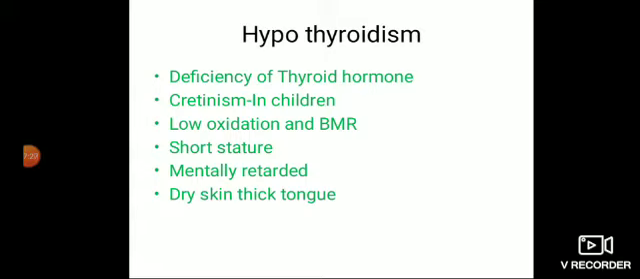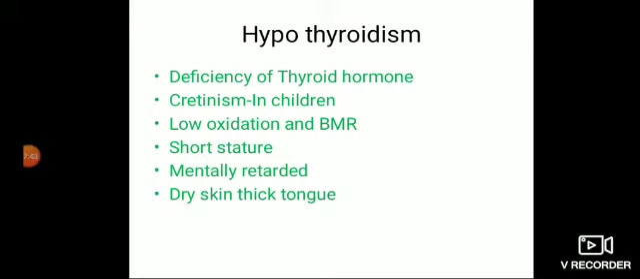Hypo means lesser. Less thyroxine hormone is produced than normal. Now this hypothyroidism is a very peculiar one. Hypothyroidism in children is called cretinism, and in adults hypothyroidism is myxedema. So cretinism and myxedema are the conditions of hypothyroidism.